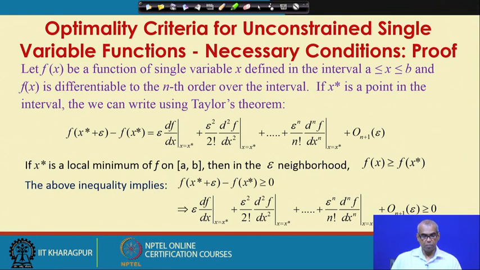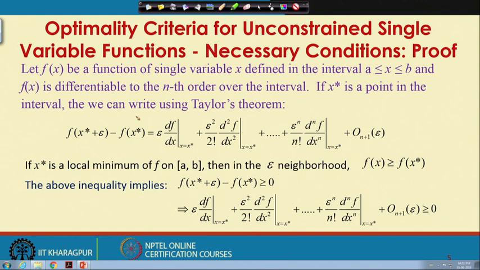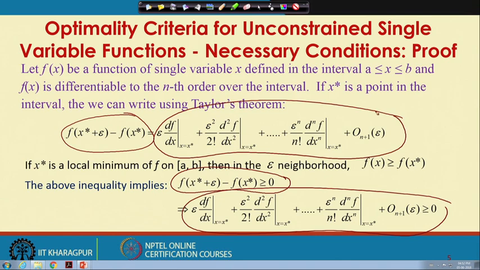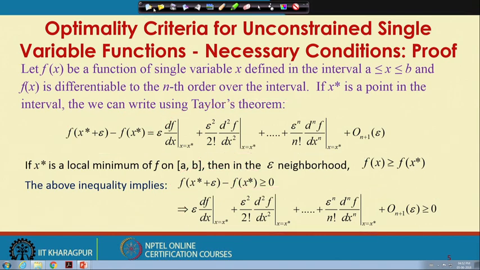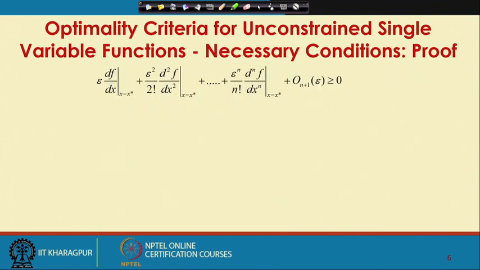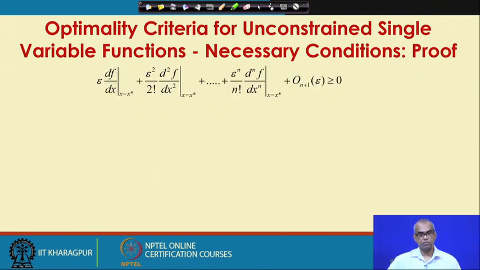The above inequality represents that this term is greater or equal to 0, because x star is a local minimum. In other words, this term is greater or equal to 0. So, let us write again that expression.